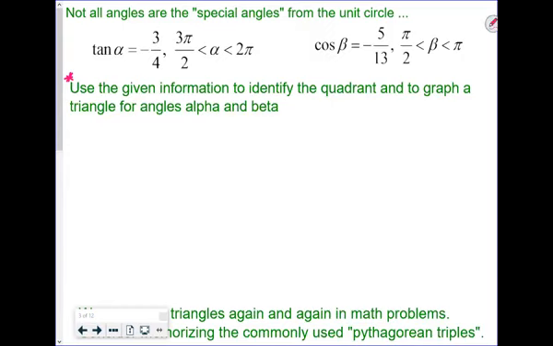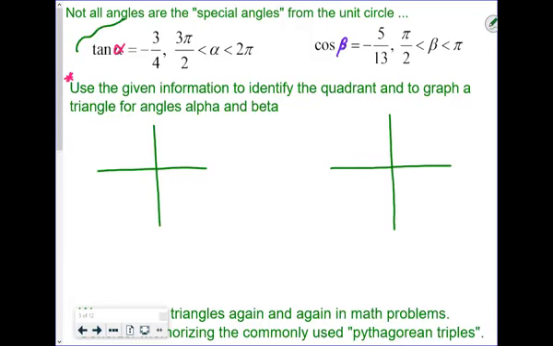I'm going to color code this. I'm going to do one drawing for alpha, and I'll do that in pink. And I'm going to do one drawing for angle beta, and I'll do that one in blue. So I want to graph them, and I need to know what quadrant they're in. So these are going to be my graphs, one for alpha, one for beta. I only want to draw one triangle. When I look at this, I've got to work out what quadrant I'm in.